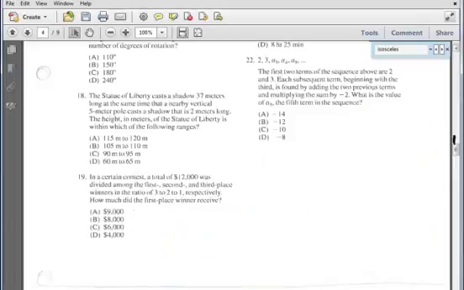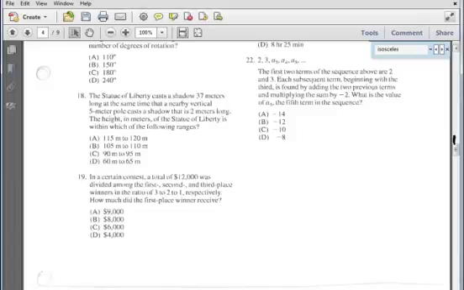A total of 12,000 was divided among the first, second, and third place winners in the ratio of 3 to 2 to 1 respectively. How much did the first place winner receive? So what this means is they won 3 times as much, 2 times as much as the first place, right? So this person got this much, this person got twice as much, this person got 3 times as much.